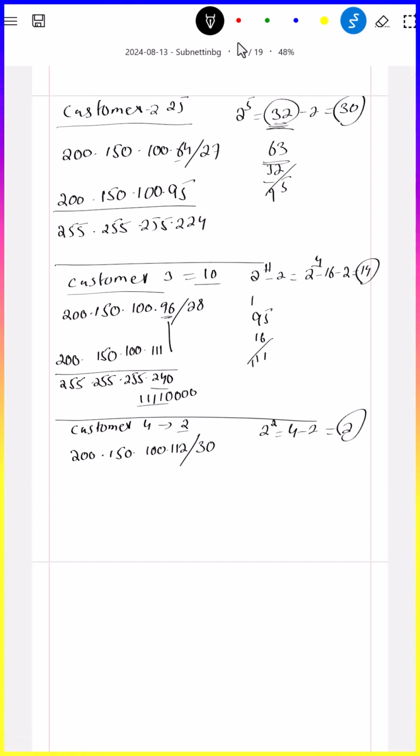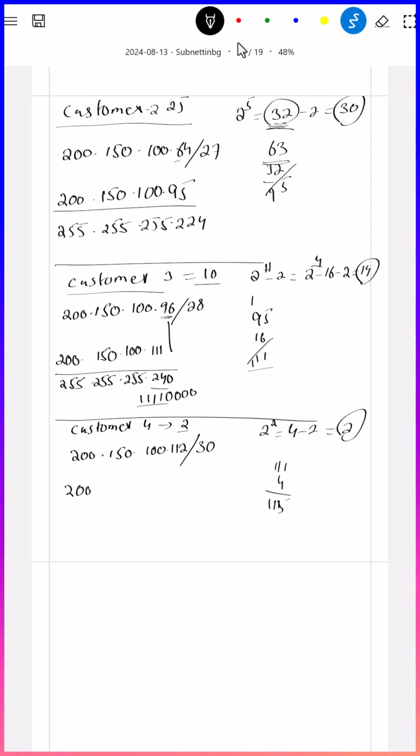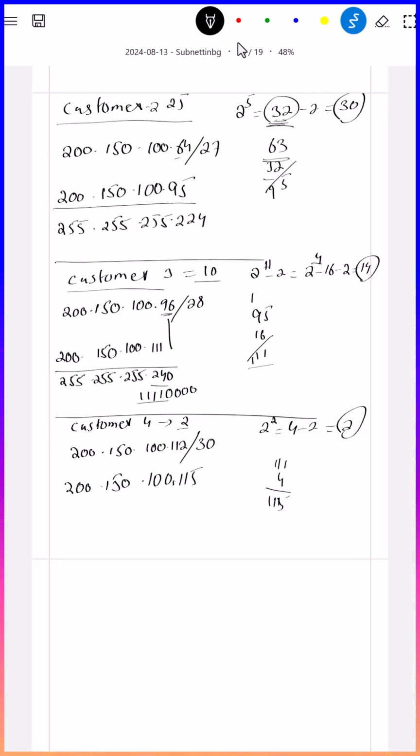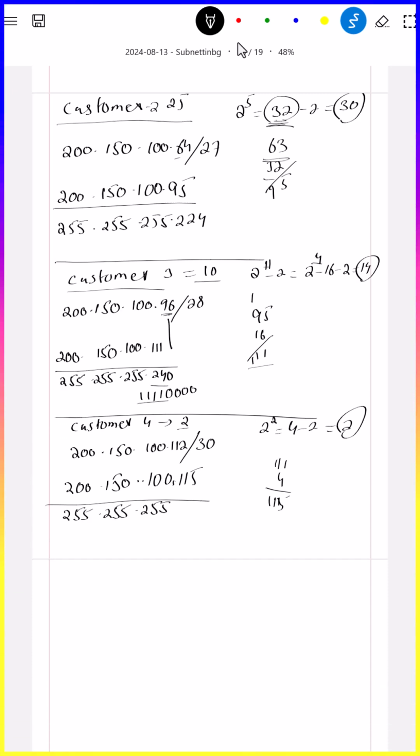So what will be the last address? See, the network starts from 112, and the previous network finished on 111. Okay, 111, so we have to add 4, which is equal to 115. Okay, so our next network is 100.116. Finish. Subnet mask 255.255.255.252. Okay, dears.